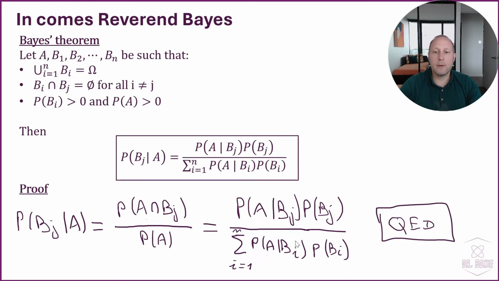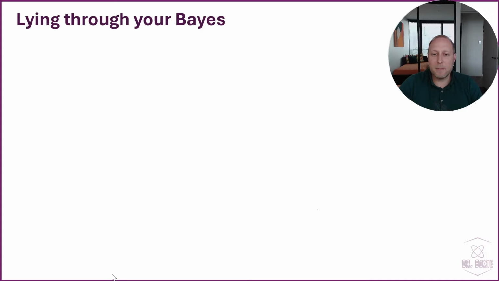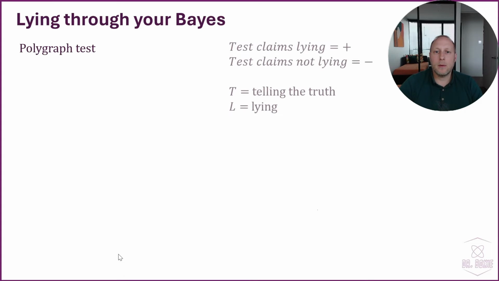This theorem is known as Bayes' theorem. It has far-reaching consequences. It is extremely important and we will use it a lot throughout this course. Let us look at a simple example. So we look at a polygraph test and we represent the test claiming that you are lying. So you take the test, and if the test says you are lying, I will represent that by a plus sign. And if the test claims you are not lying, I will represent that by a negative sign. While you actually telling the truth will be represented by capital T, and you actually lying will be represented by capital L.